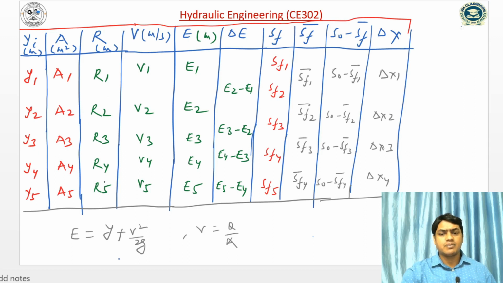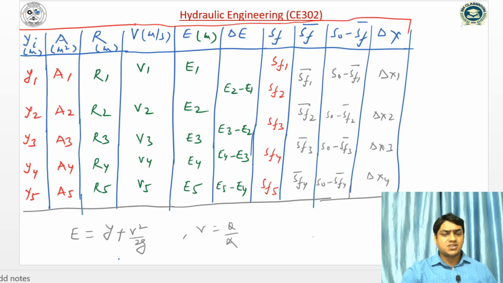Similarly, hydraulic radius can be computed, and velocity can be computed as discharge per unit area, and energy can be computed as y plus v square by 2g. For this E1, y1 plus v1 square by 2g. Similarly, E2 is equal to y2 plus v2 square by 2g, and so on and so forth. Change in specific energy can be computed as E2 minus E1, that is delta E1. Similarly, delta E2 is E3 minus E2. Similarly, E4 minus E3 and E5 minus E4.